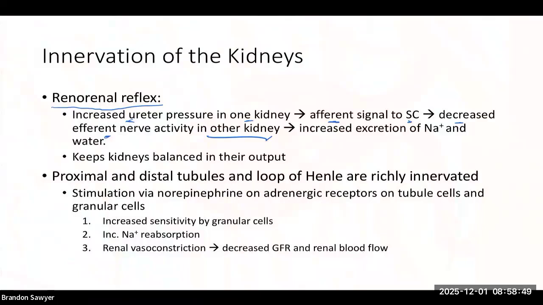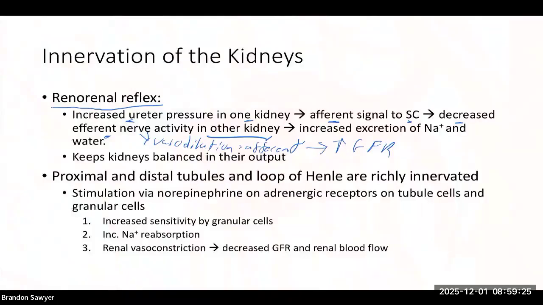So in this case, we're doing the opposite. We're decreasing efferent nerve activity, so that's going to lead to vasodilation, and again, more so on the afferent side, which then is going to increase GFR. We'll get to these terms later, but GFR just means glomerular filtration rate. If we're sending more blood into the glomerulus, then we're going to create more filtrate. That's the bottom line.